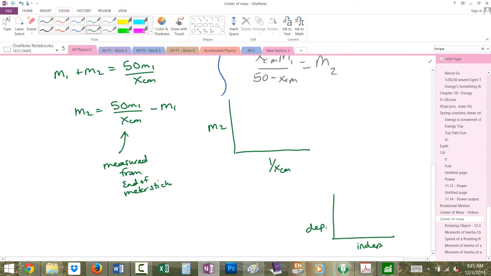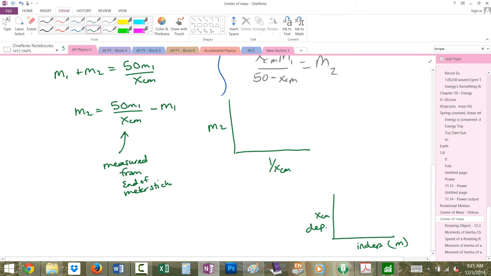It was just a line that was flipped over. Yeah. So if you were going to do this, then your independent variable is mass, right? And your dependent variable is xcm. Yeah, but what if we change it to 1 over xcm and then we graph basically that same thing? You can do that, that's fine. I don't care. It doesn't matter.